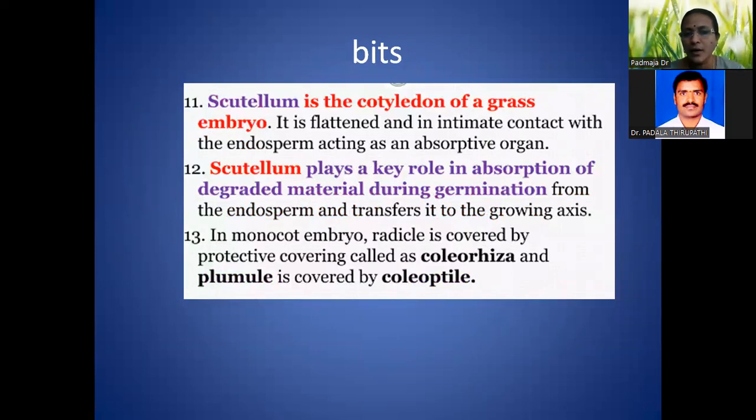Scutellum is the cotyledon of a grass embryo. It is flattened and in intimate contact with the endosperm, acting as an absorptive organ. This is the main point: absorptive organ. The scutellum plays a key role in absorption of the degraded material from the endosperm during germination and transfers it into the growing axis. We already discussed that in the monocot embryo, the radicle is covered by a protective covering called the coleorhiza, and the plumule is covered by the coleoptile. The coleoptile gives rise to the shoot system, and the coleorhiza gives rise to the root system.